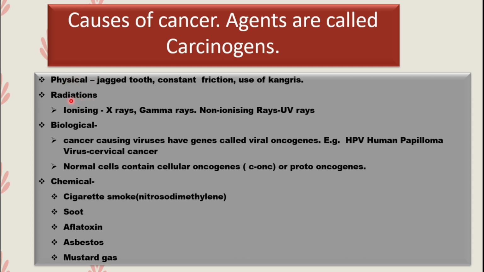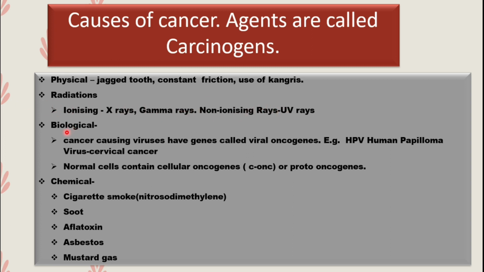The second one is radiations. Both the ionizing radiations like X-rays and gamma rays, as well as the non-ionizing radiations like ultraviolet radiations, can cause DNA transformation, leading to diseases like leukemia or blood cancer, and also skin cancer. So radiation is one cause for cancer.